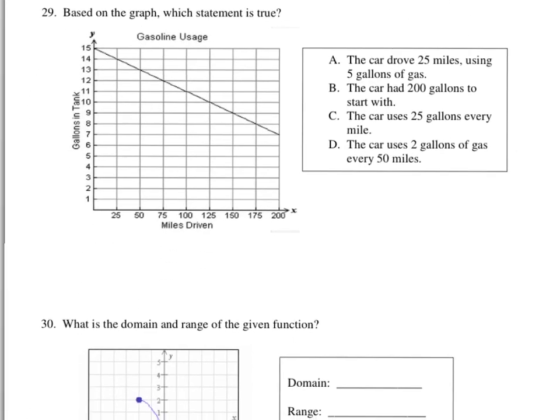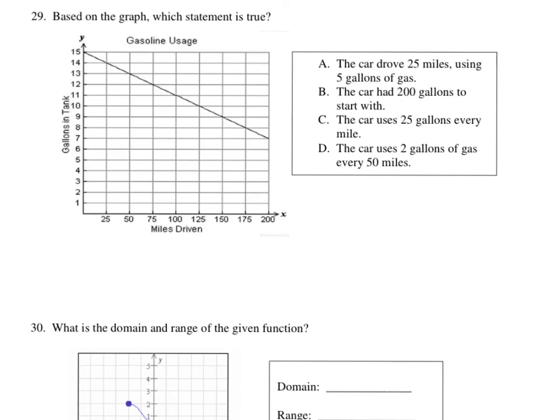Okay, 29. Based on the graph, which statement is true? So we're going to look at the graph. We see that we have gallons in the tank for the y-axis, miles driven for the x-axis. We see that the amount of gas in the vehicle, the gallons in the tank, is going down as they drive further. Okay, so the gas is decreasing. We can figure out how much gas they're using or how many miles they can drive per gallon.